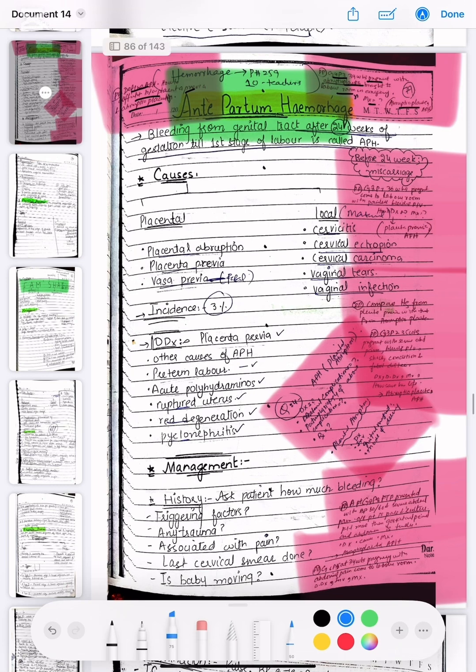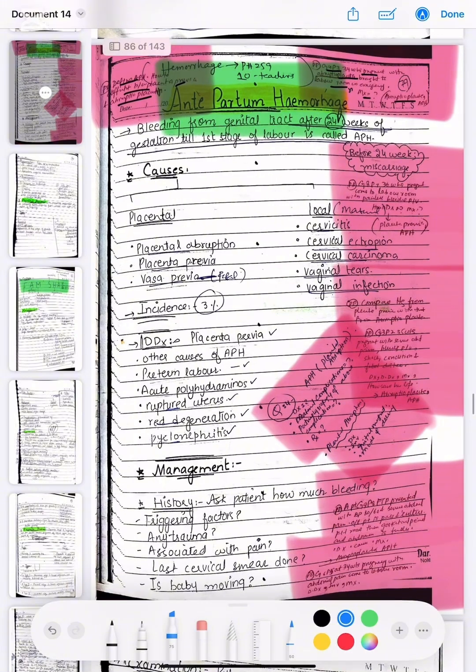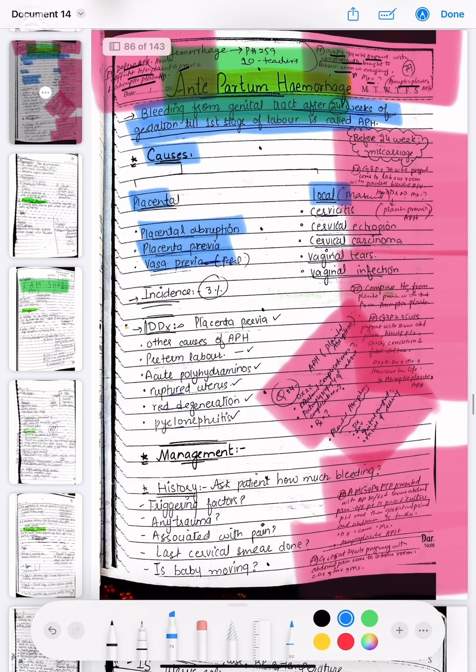So let's start. Antepartum hemorrhage. It is bleeding from the genital tract after 24 weeks of gestation till the first stage of labor, and is called APH. Now for antepartum hemorrhage, we have different causes, which are both placental and local causes. The placental causes are placental abruption, placenta previa and Vasa Previa. The local causes are maternal causes, which are cervicitis, cervical ectropion, cervical carcinoma, vaginal tears, and vaginal infections.